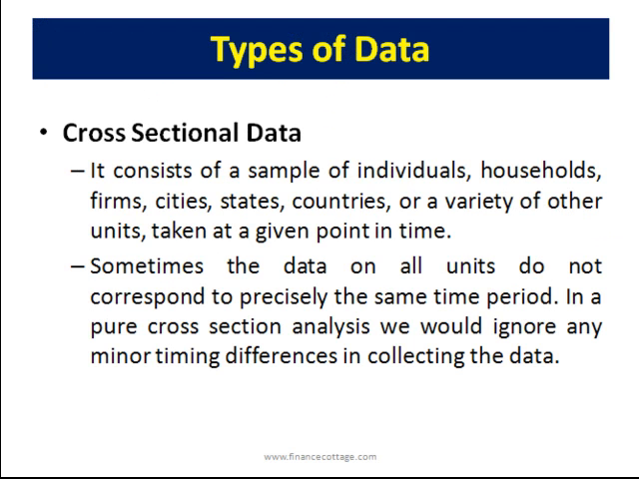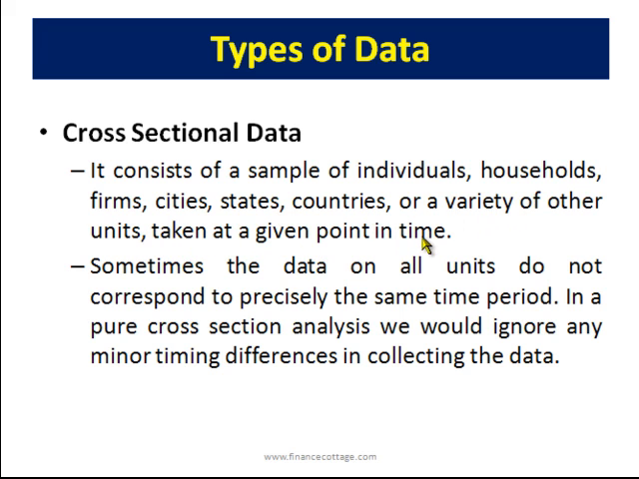Now let's talk about types of data. There is one type of data which is known as cross-sectional data. It consists of a sample of individuals, households, firms, cities, states, countries, or a variety of other units taken at a given point in time.